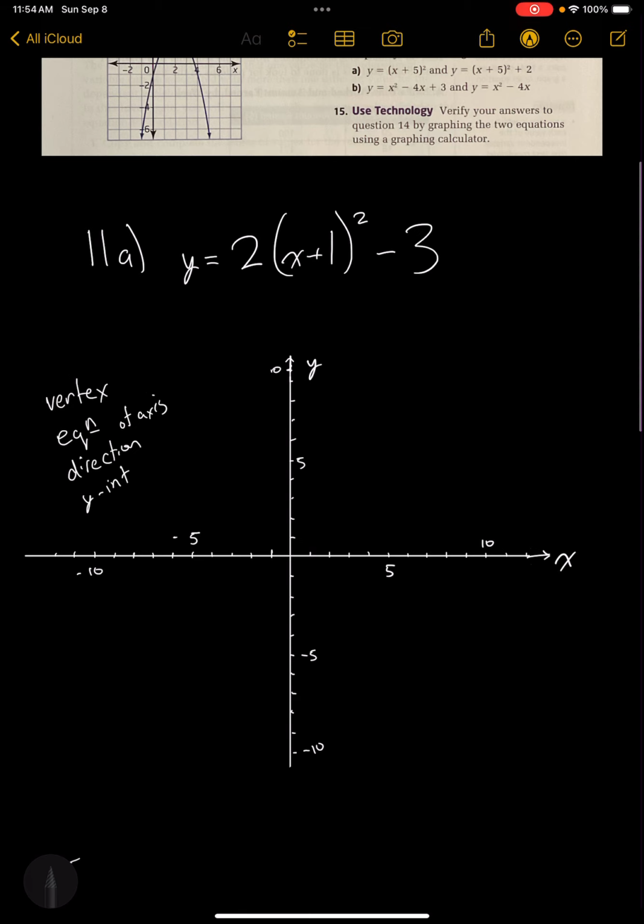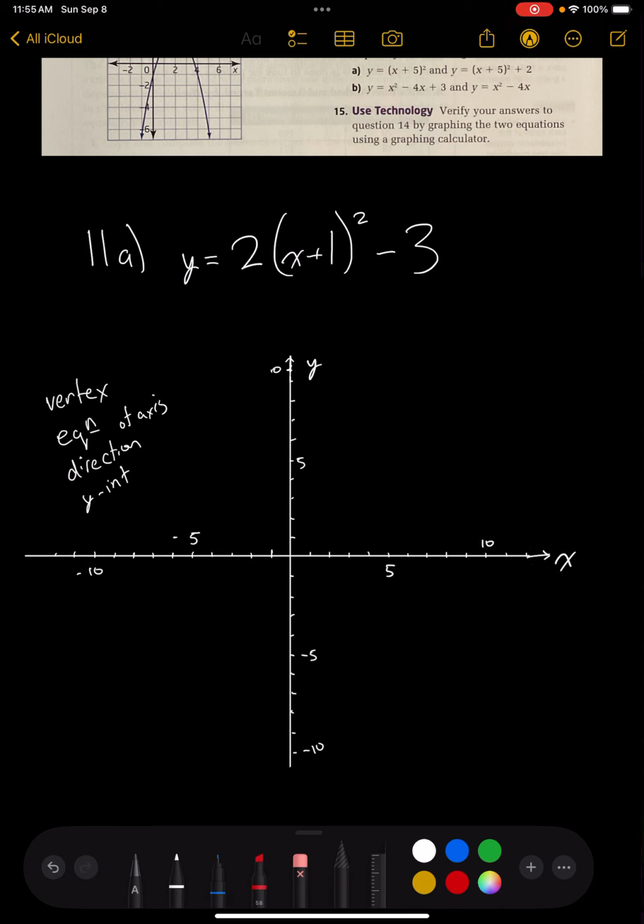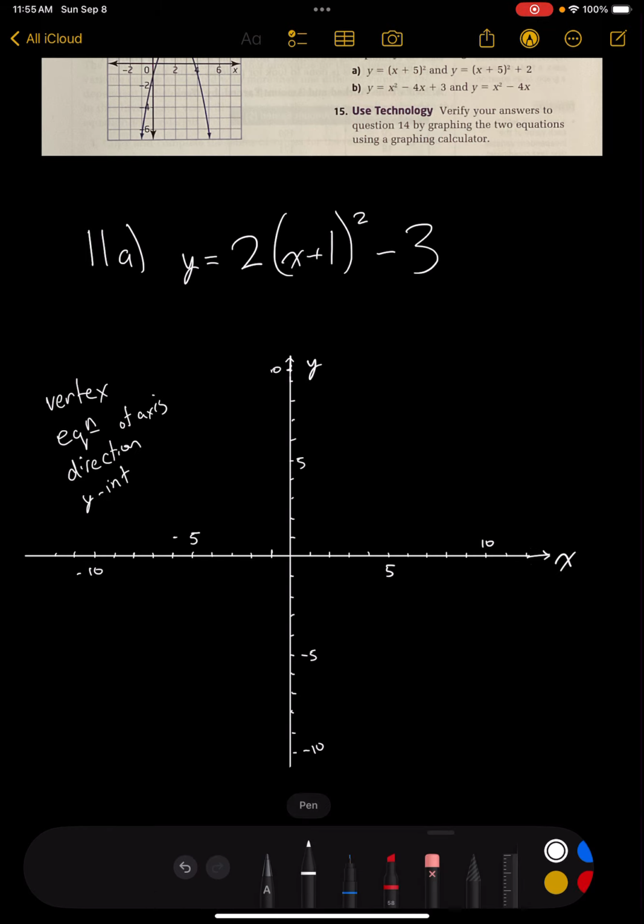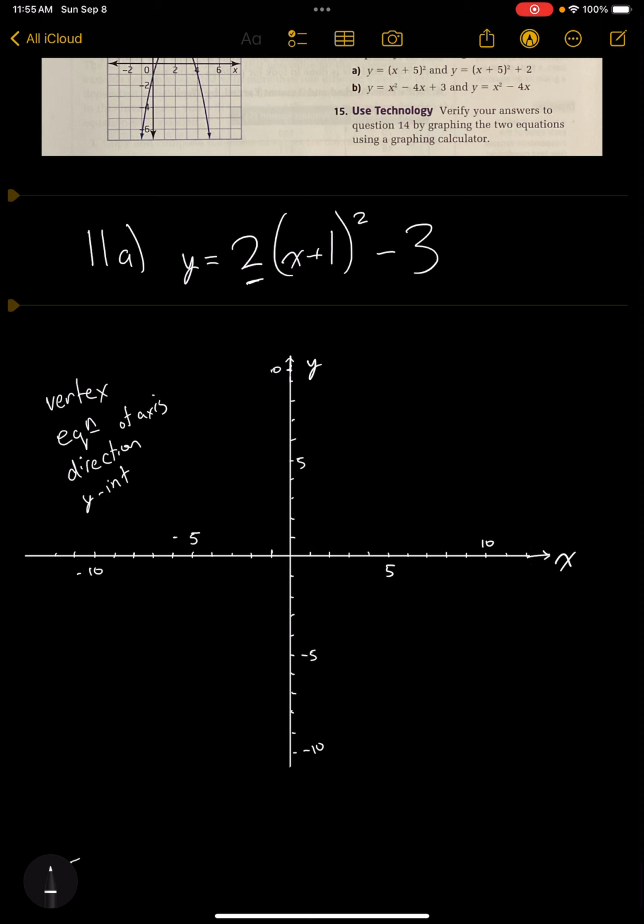And what we have is, just as a review, this here is the amplitude or the stretch. This here moves the vertex in the horizontal direction. And this here moves the parabola up and down. And we know it's a parabola because it's squared. Okay, so how do we do this?